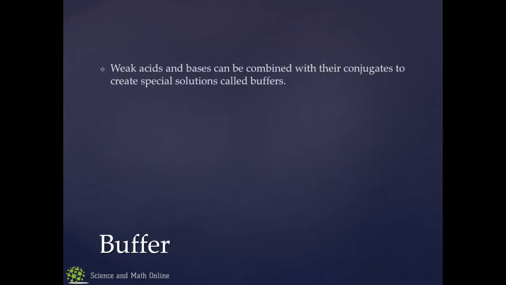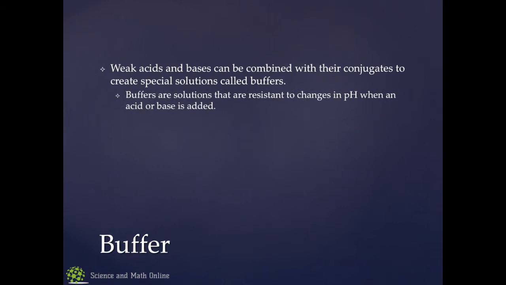All right, buffer. So I said we're not going to do calculations with these, but weak acids and weak bases do really interesting things when you mix them with their conjugates. You create a system that's called a buffer, and it is a solution or a system that is resistant to pH change. And so basically when you add an acid, whatever the base is in the system is going to absorb it. And then its conjugate is going to be there to absorb any base. And so you have the ability to absorb acids and bases without really affecting the pH.